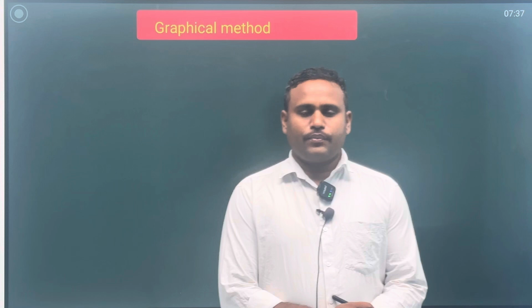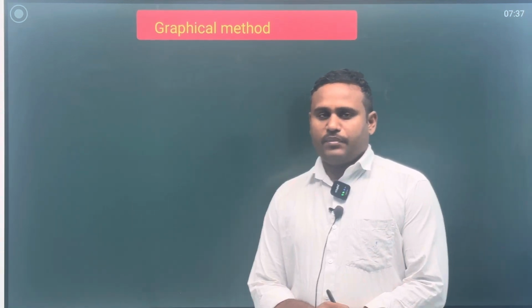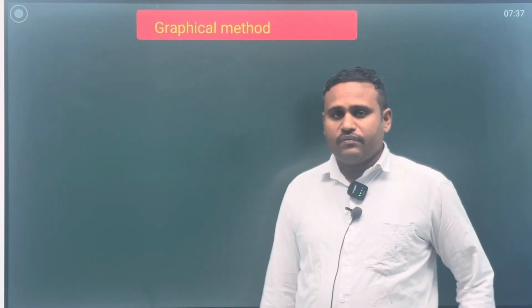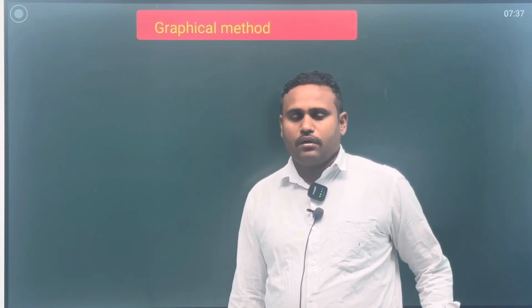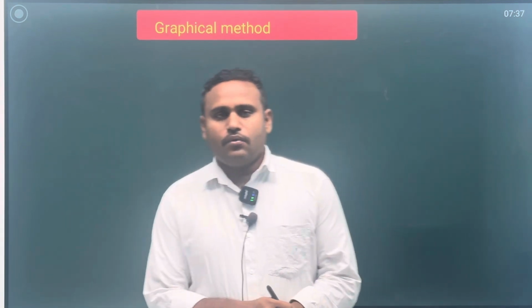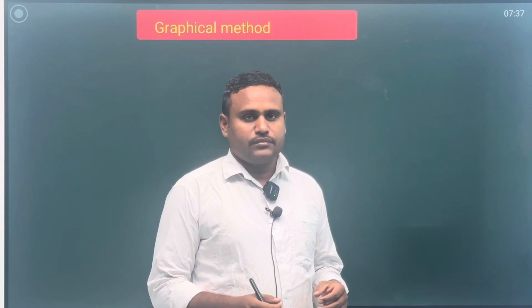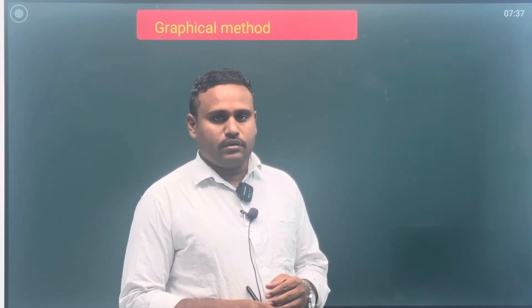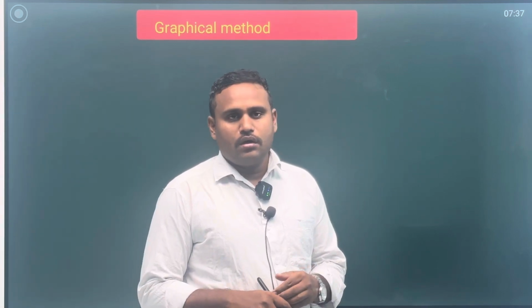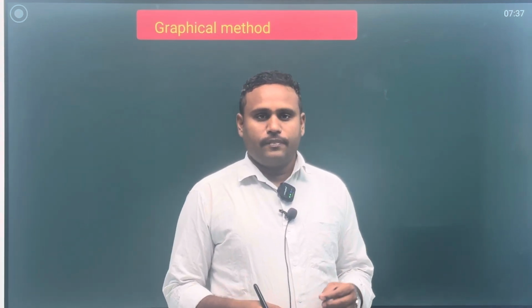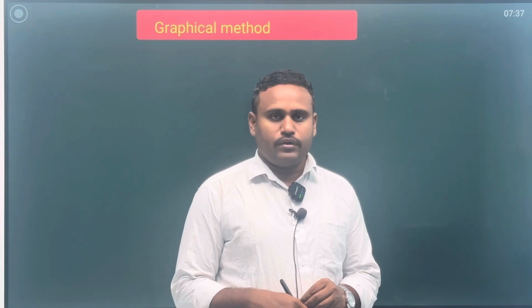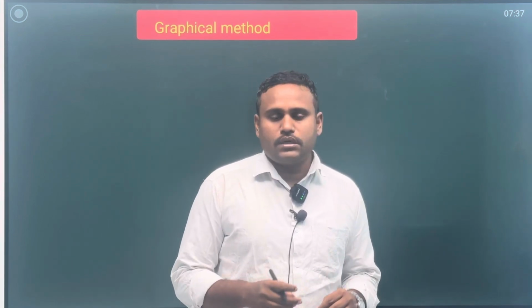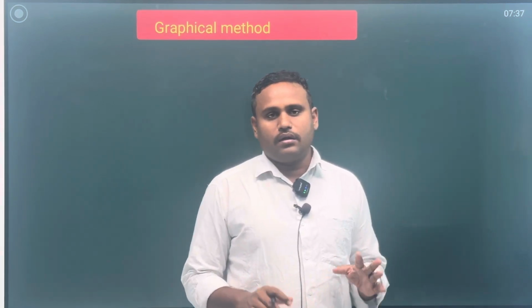So in this video, I am going to explain the graphical method which is used to identify the order of reaction. How are we going to find the order of reaction in this method? First, we draw the graph between the rate of reaction and concentration, and half-life and initial concentration. We are going to draw the graphs, and by using those graphs, we are going to find out the order of reaction.